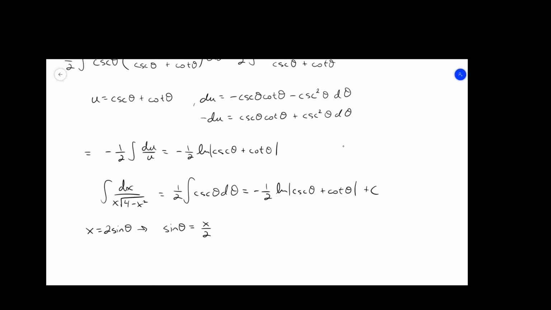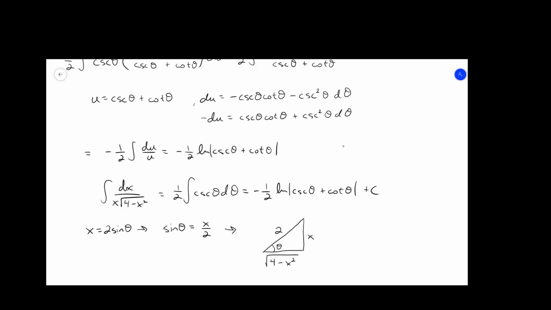Then we can actually go ahead and draw theta inside an angle, inside a triangle. If I call that angle theta right there, and if I know that the sine of theta is x over 2, remember how sine is defined in a triangle, opposite over hypotenuse, right? X over 2. And then, by the Pythagorean theorem, the other side there has to be the square root of 4 minus x squared.